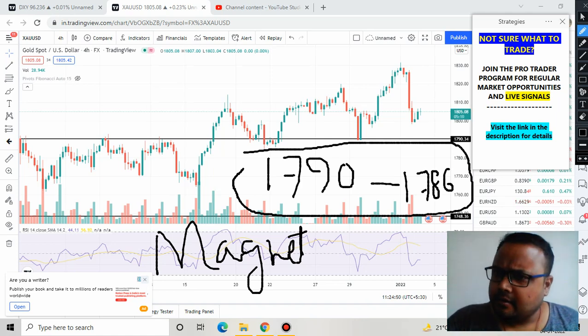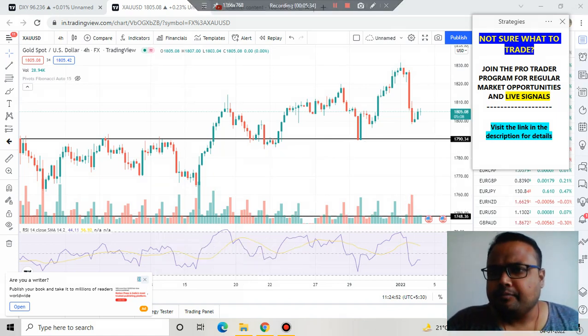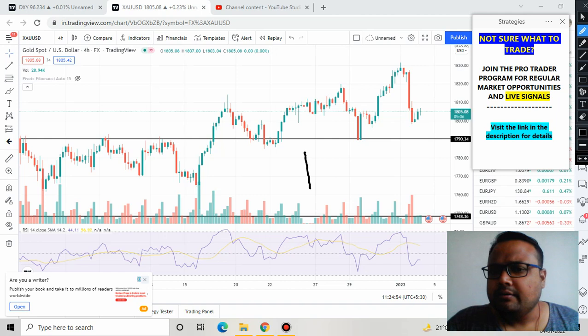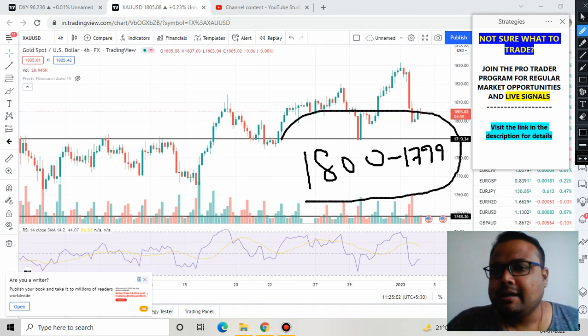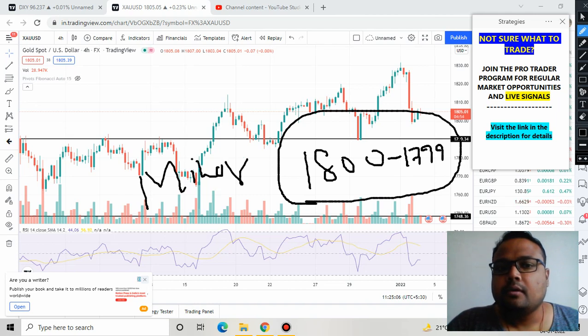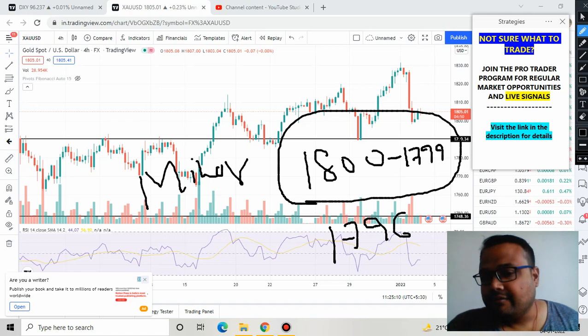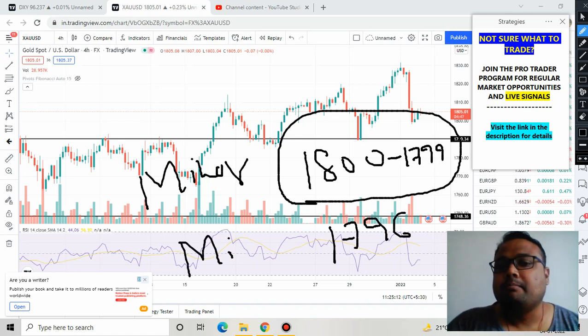But for scalping purpose, if gold comes down to a level of 1800 to 1799, there is a possibility of the market bouncing, but keep in mind that this is not a very strong level. This is a minor support. Similarly, 1796 is another level for gold that is also a minor support.